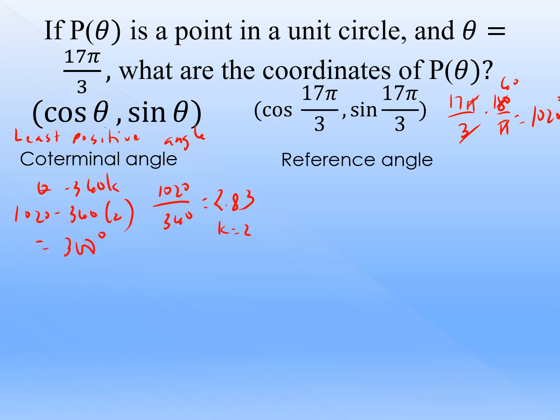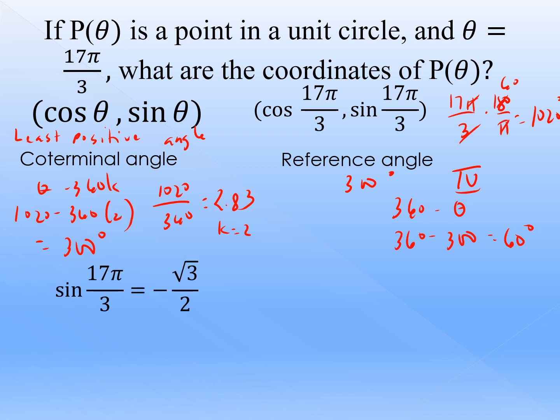Now, let's find the reference angle. So we have 300 degrees, and 300 degrees is between 270 and 360 degrees. Therefore, it lies in quadrant 4. Since it lies in quadrant 4, we're going to use the formula 360 minus theta. Substituting 300 for theta, 360 minus 300 is equal to 60 degrees. Therefore, the reference angle of 17 pi over 3 is 60 degrees or pi over 3.